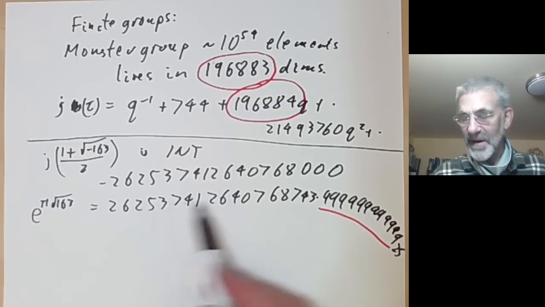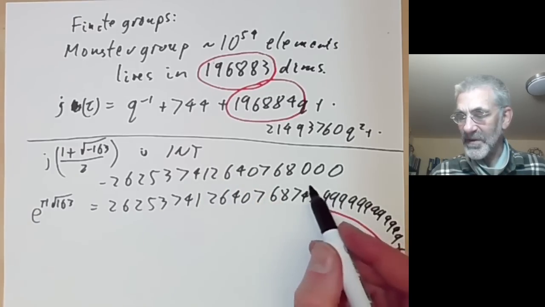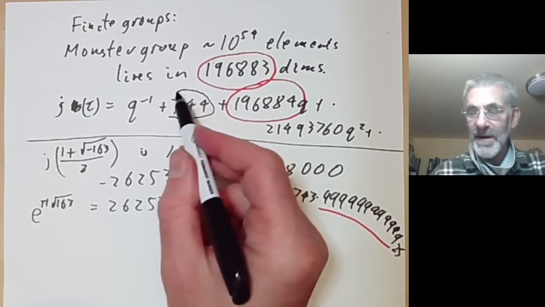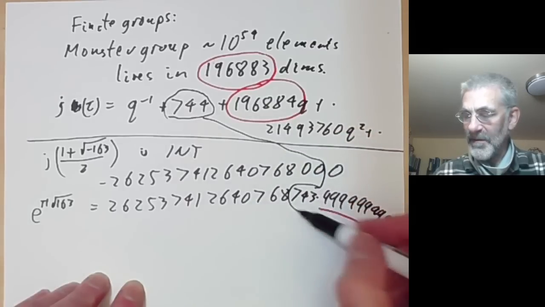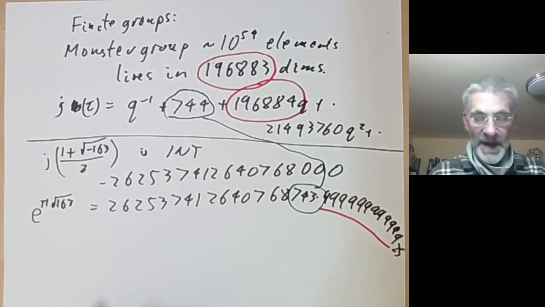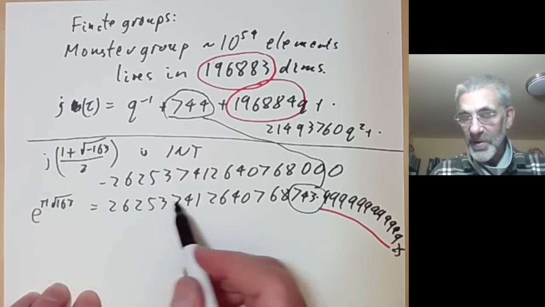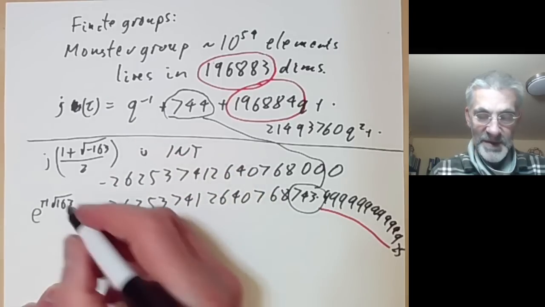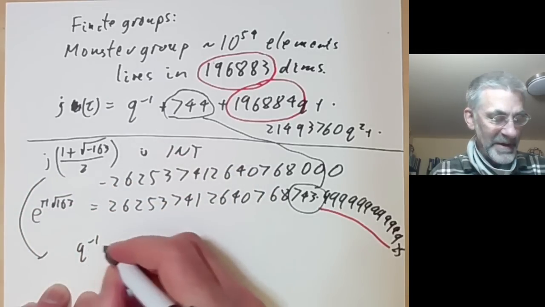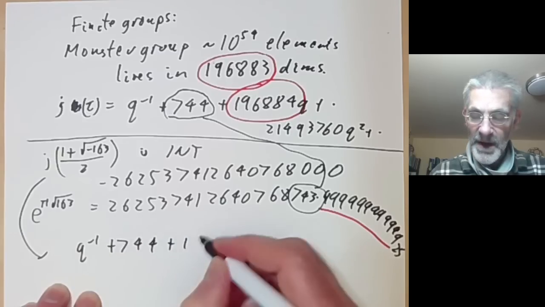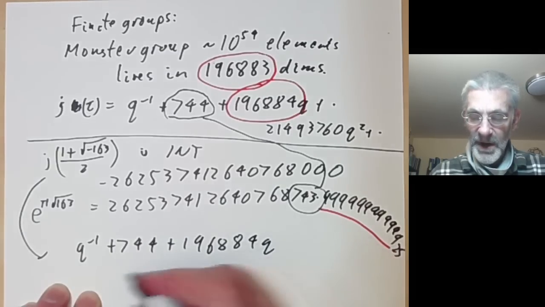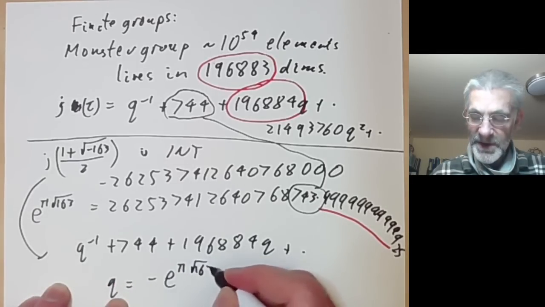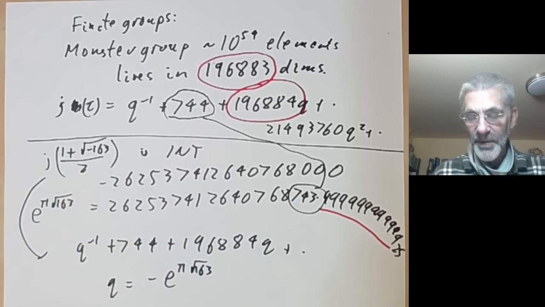If you notice, this number here is pretty similar to that, except it's got a 743 there, which you may notice is rather similar to this 744 at the end. The explanation is that the reason why this is almost an integer is because this number is exactly an integer. In fact, if you look at this power series expansion, this is equal to q to the minus 1 plus 744 plus 196,884q, and so on, where q is equal to minus e to the pi root 163 if you put in this particular number of tau.